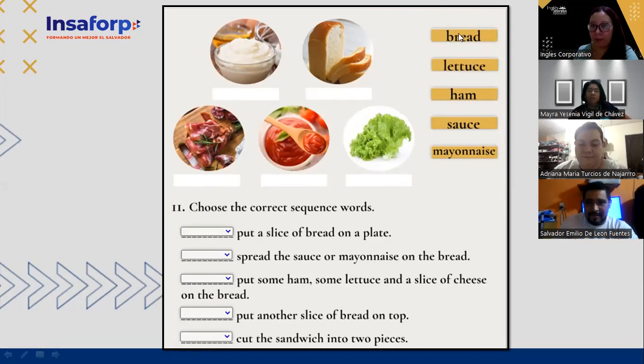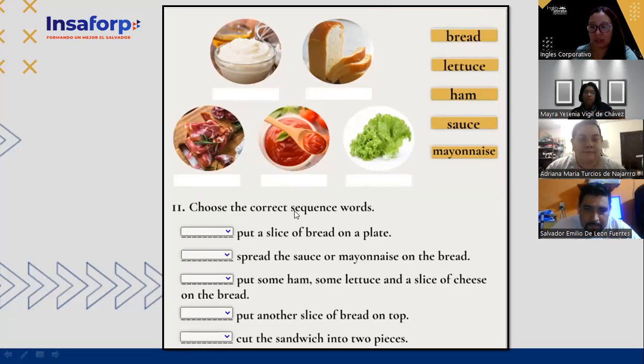Vocabulary. We have the bread, right? We have the lettuce. We have the ham. Then we have the sauce. This is the tomato sauce, right? Sometimes we call it ketchup. It's the same. And then we have mayonnaise, right? So just for you to identify it. Again, we have bread, ham, lettuce, sauce, and mayonnaise, right?